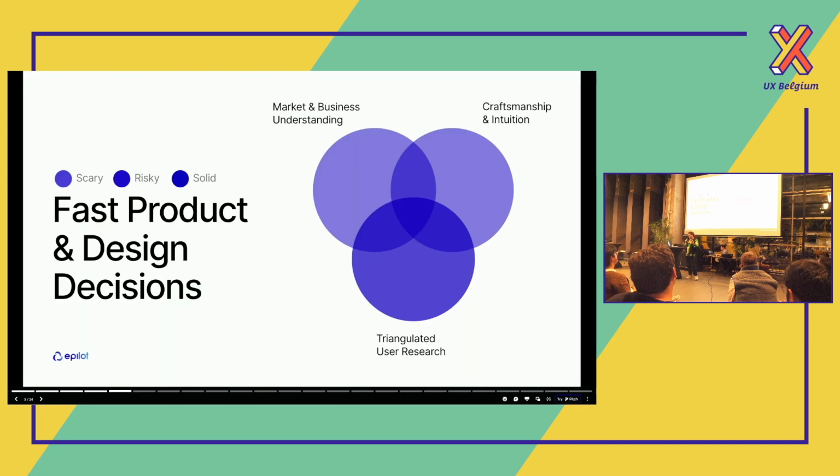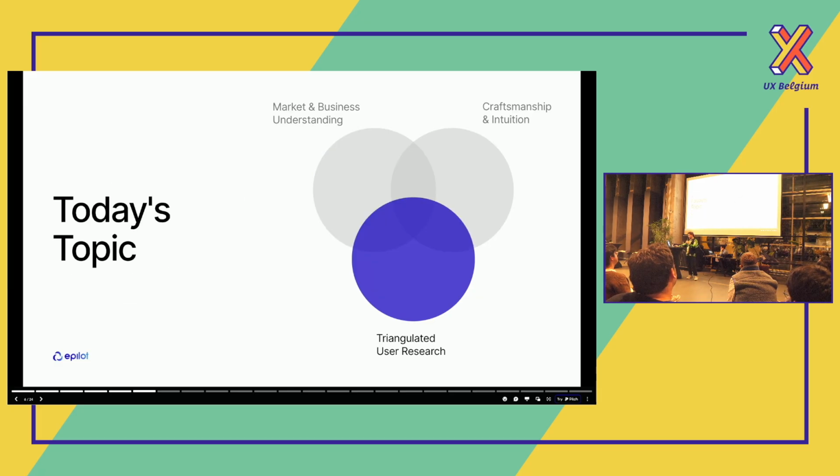We get solid product decisions if we throw triangulated user research into the mix, and then risky ones again if we combine the user research part with only one of the other spheres. So this is the framework behind it. And today's topic is going to be the triangulated user research sphere. It's not only about that, but it's damn important, in my opinion, to build a great product.